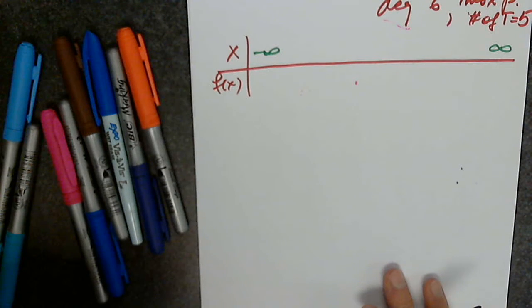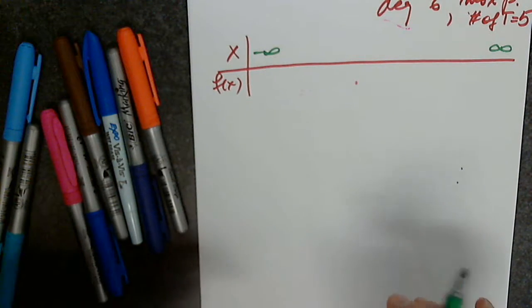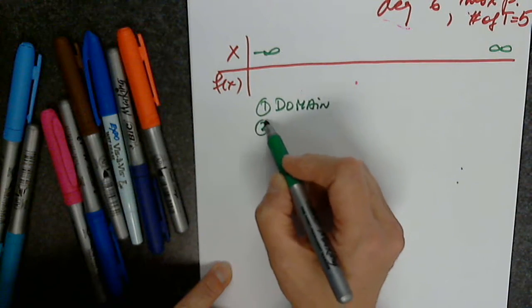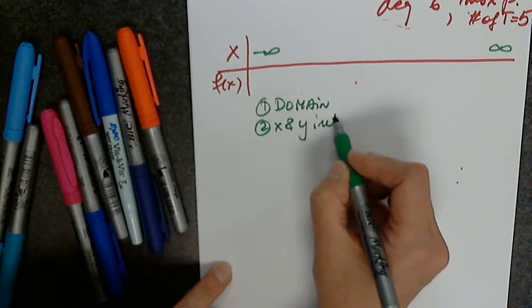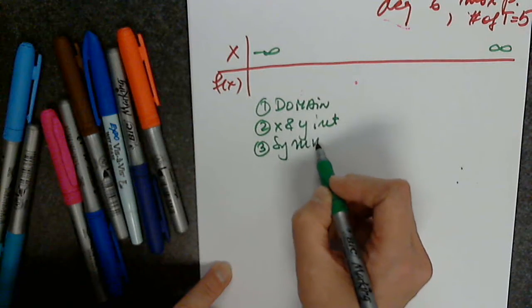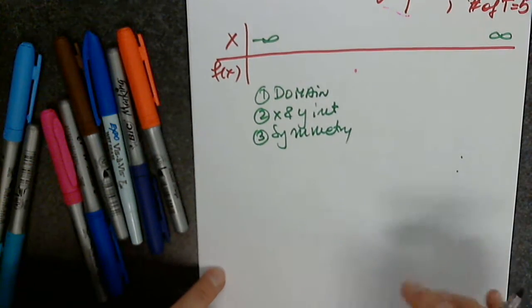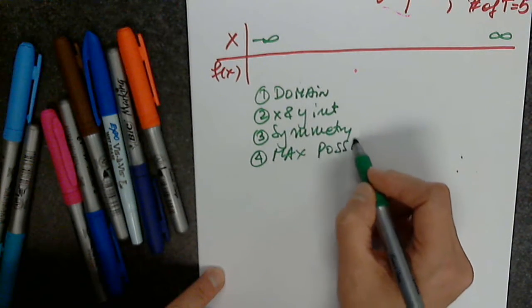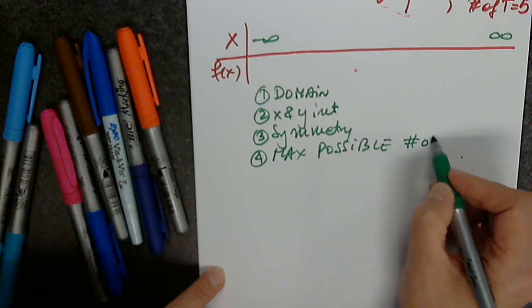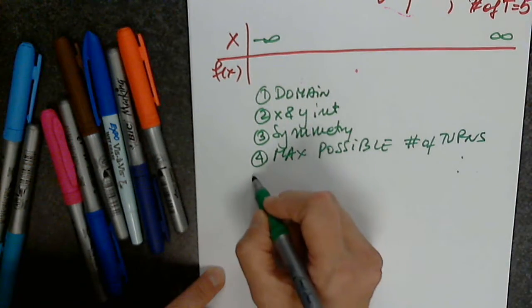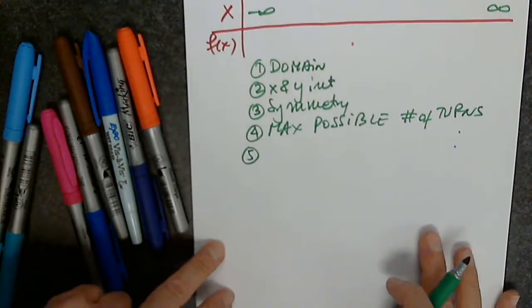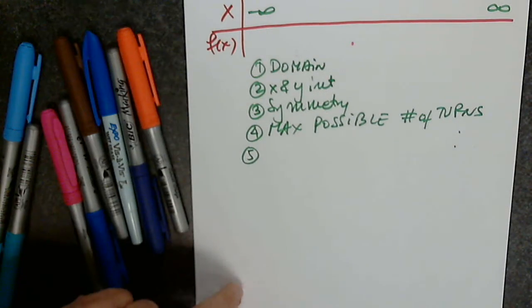Should I write the list of items that I need to present for a polynomial function? Any polynomial function, yes. Number one, domain. Number two, x and y intercepts. Number three, symmetry, if the function is symmetric. Number four, max possible number of turns, 5, and of course degree. I have to mention the degree, otherwise we'll not be able to determine the maximum possible number of turns.